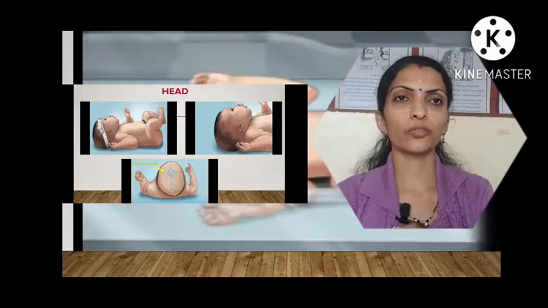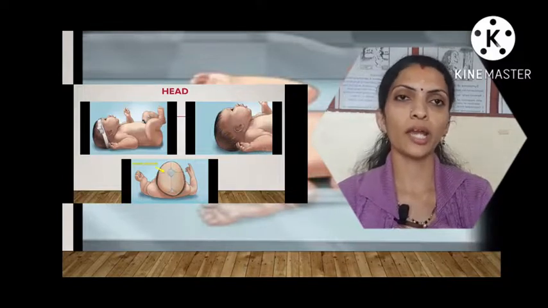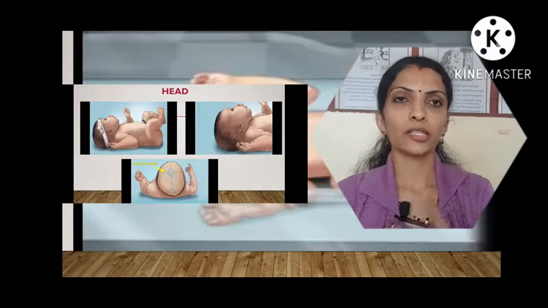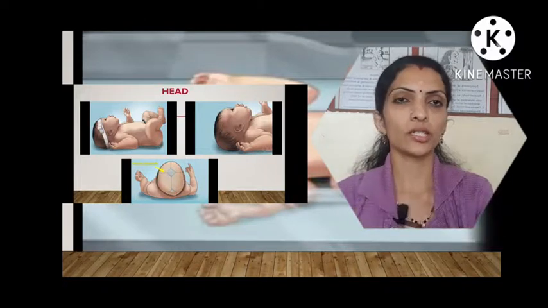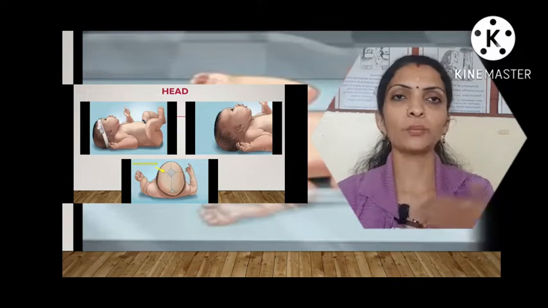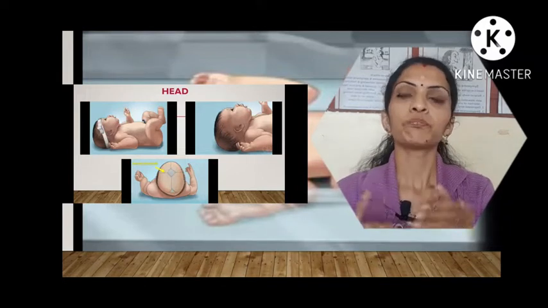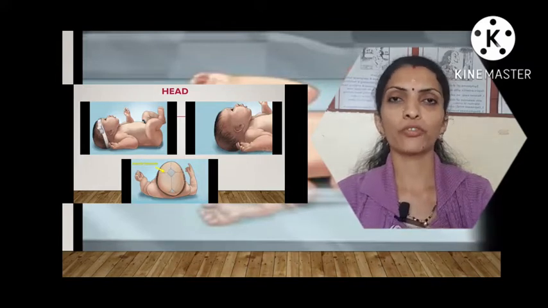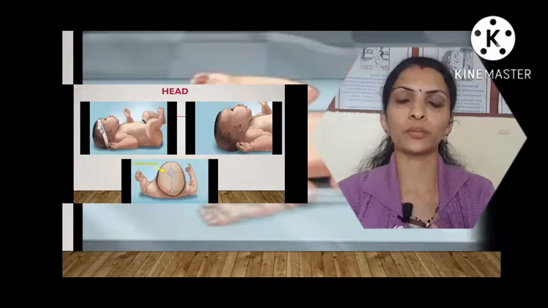Then the next point in the head is the shape of the head, whether it is microcephaly or macrocephaly, because these are seen in some syndromes or disorders. Then we should see the anterior fontanella and posterior fontanella, because these are the suturing points. The sutures haven't closed yet, so we will find the anterior and posterior fontanella. The anterior fontanella will close at the age of 2 years and the posterior fontanella at the age of 9 months.